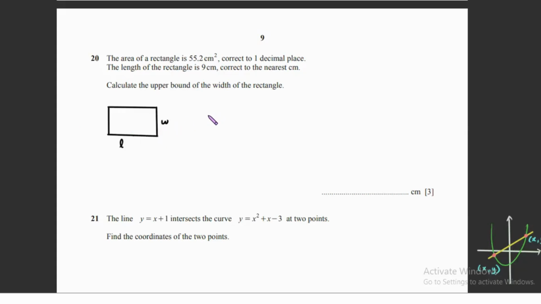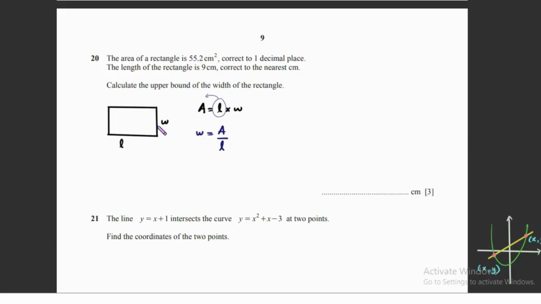This is the width. So if we are to calculate the area of the rectangle, I need to multiply the length and the width together. But you need to find the upper bound for the width. You need to calculate what width is. To calculate width, I need to rearrange this formula that I have. So I need to isolate W by bringing this L to the other side. The L gets multiplied. When it goes to the other side, it gets divided. So it divides the area of the rectangle.